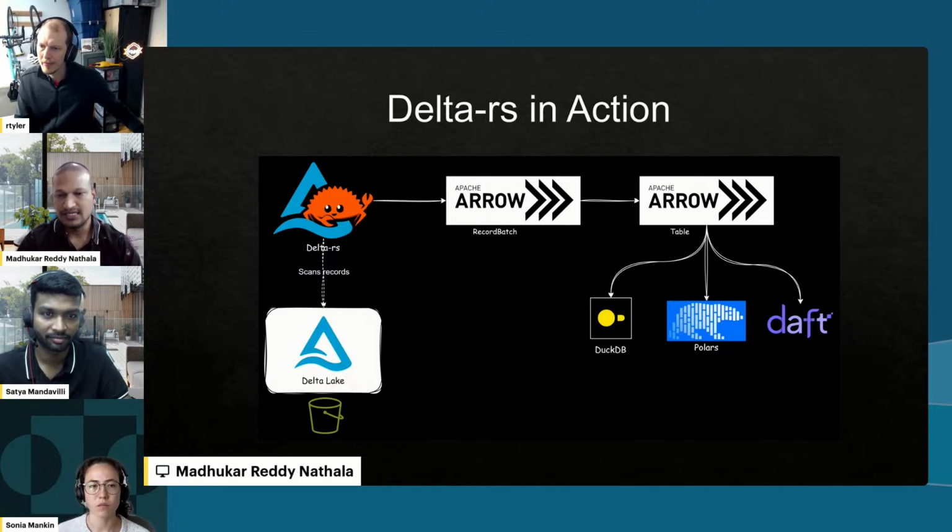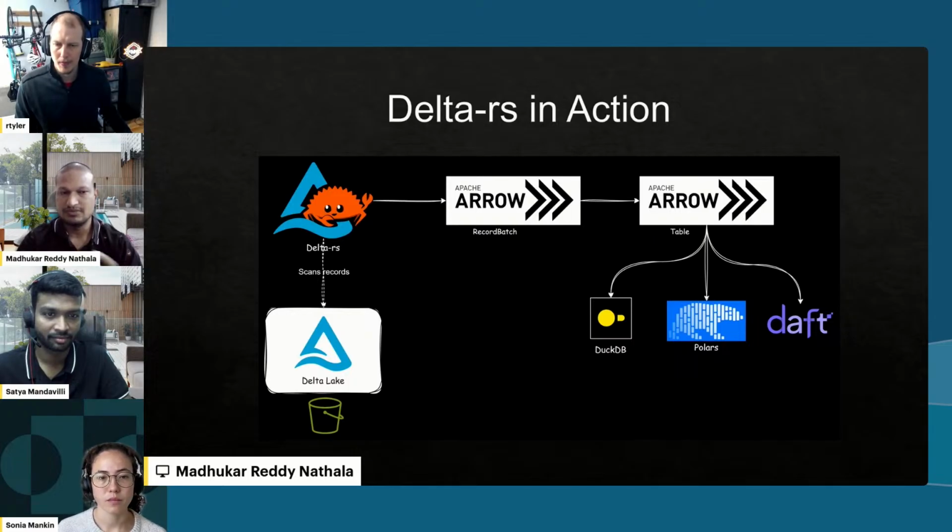For example, I have added DuckDB, Polars, and Daft as examples, which have native integration with Arrow, so our consumers can use these tools and query Arrow tables without any additional serialization or deserialization steps, right?